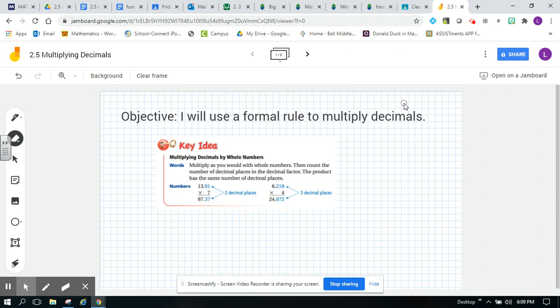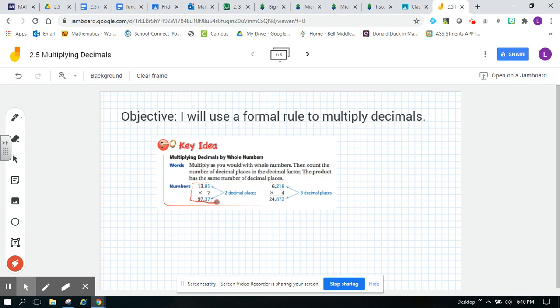By now you have used the Desmos activity, and you have learned the idea of what it is to multiply decimals with the bar you've used. Okay, so today we're going to multiply. You notice that it says, in words: multiply as you would with whole numbers, then count the number of decimal places in the decimal factors. The product has the same number of decimal places.